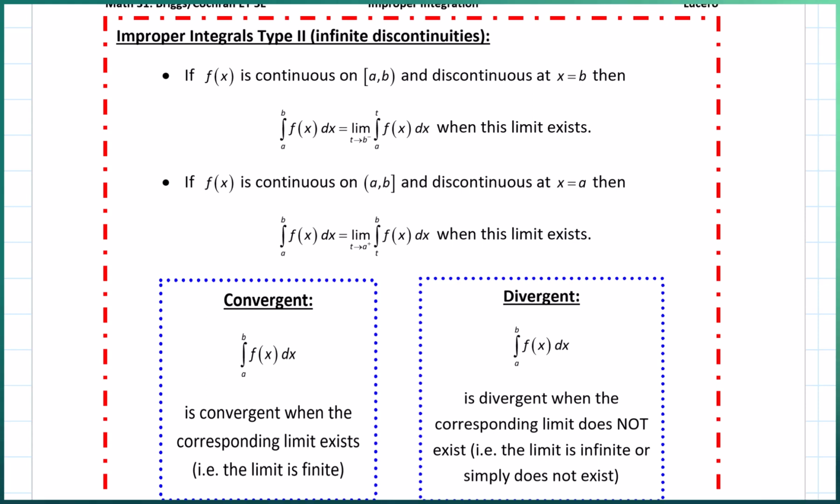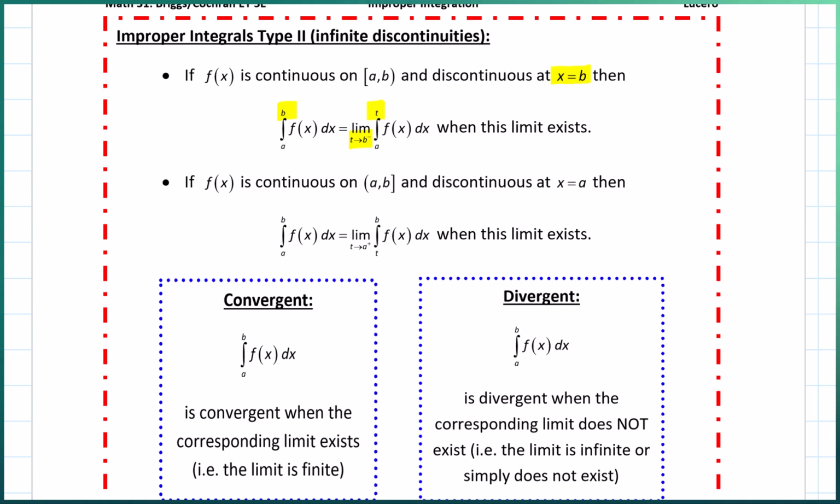Let's talk about improper integrals type 2, where we have infinite discontinuities. So if we have a continuous function, but it has a discontinuity at one of the bounds of integration, at one of the values a or b. If we have an infinite discontinuity, what we can do is replace that bound in the integral. So in this first case, suppose that it's discontinuous at x equals b. We can replace b with t and take the limit as t is approaching b from the left.